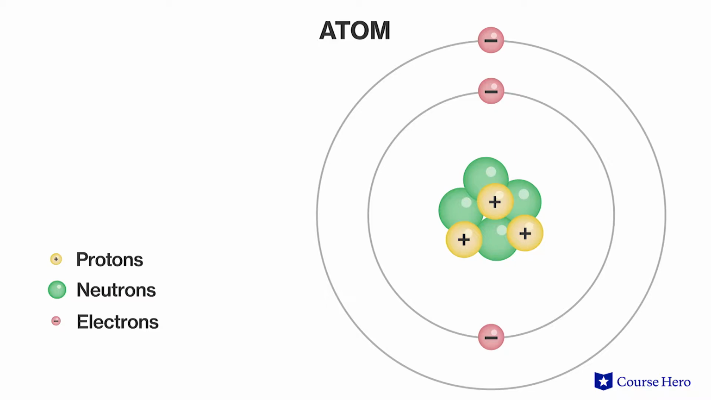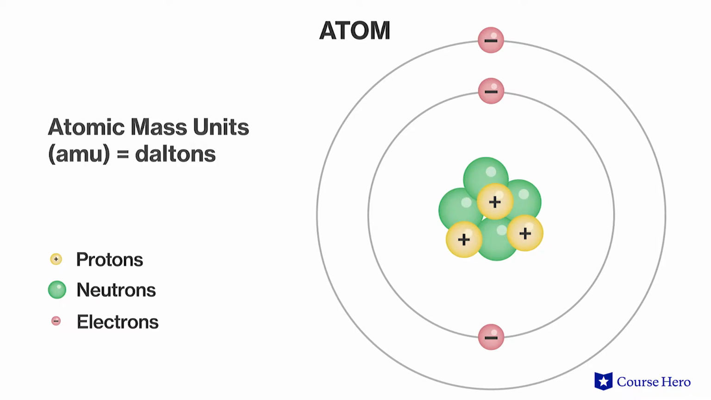Each subatomic particle has an electric charge and a defined amount of mass, measured in atomic mass units, AMU, or daltons. The mass of a single proton or a single neutron is about 1 dalton. Electrons have a mass that is much smaller than the mass of a proton and a neutron, so electrons contribute little to the overall atomic mass of an atom. However, because an electron is negatively charged, it does contribute to the atom's total charge.